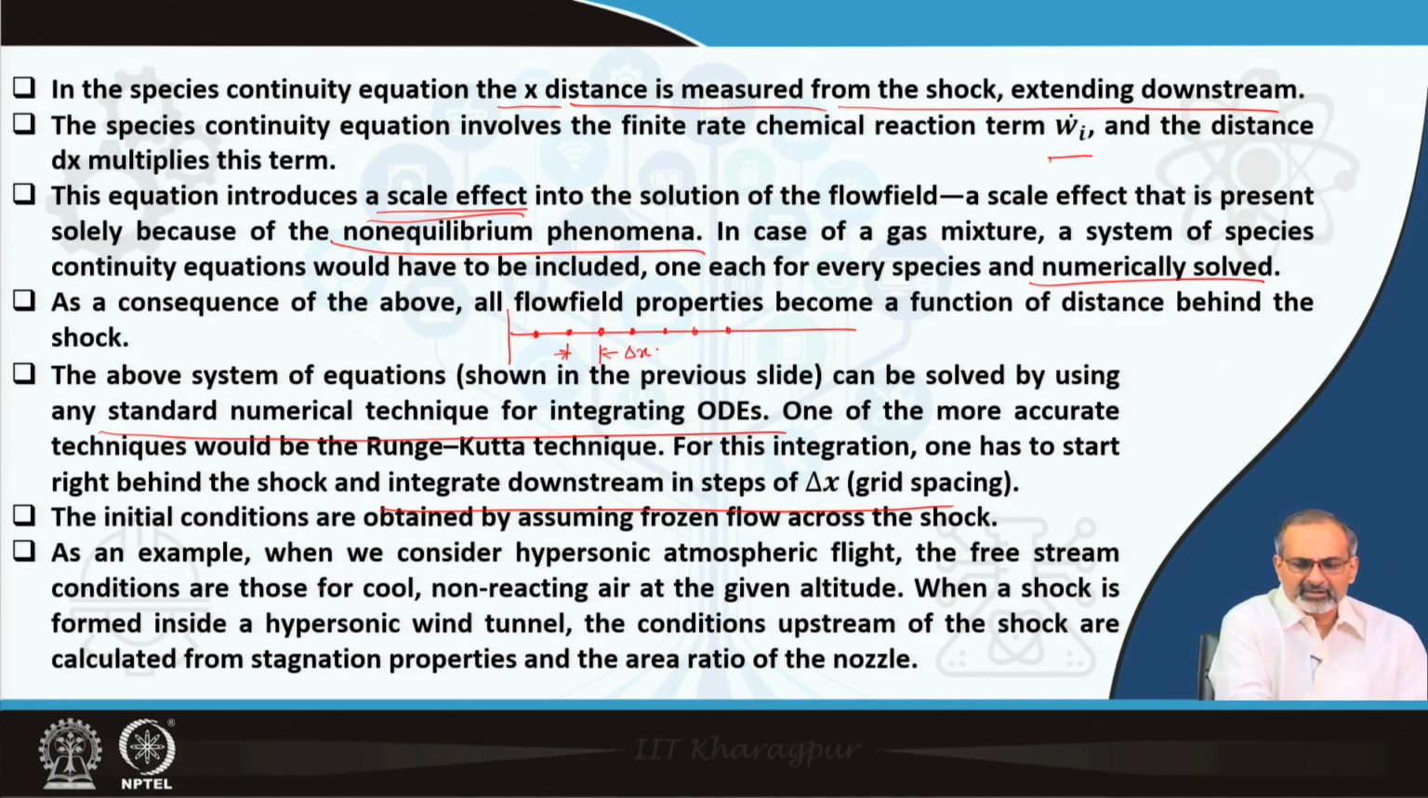The initial conditions that have to be imposed are obtained by assuming frozen flow across the shock. As an example, when we consider hypersonic atmospheric flight, the free stream conditions are those for cool non-reacting air at the given altitude, while when a shock is formed inside a hypersonic wind tunnel, for example, the conditions upstream of the shock are calculated from stagnation properties and the area ratio of the nozzle. So, those details have to be input in order to obtain the free stream conditions.